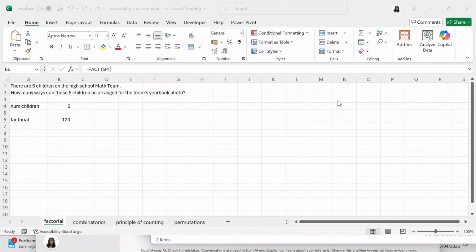So we've got the question: there are 5 children in the high school math team. How many ways can these 5 children be arranged for the team's yearbook photo? The number of children is 5, so it's going to be 5 times 4 times 3 times 2 times 1, and that's going to be 120. How you express that in Excel is you say equals FACT, brackets, 5. You can see that we've done that on this page of the spreadsheet right here.